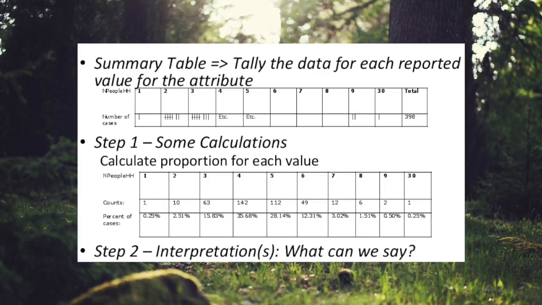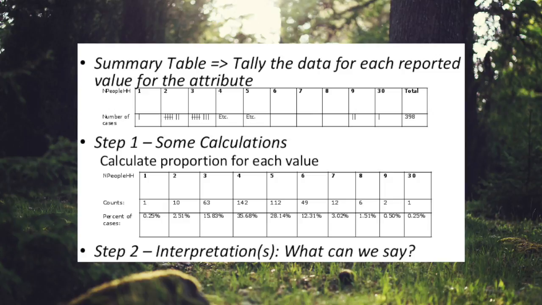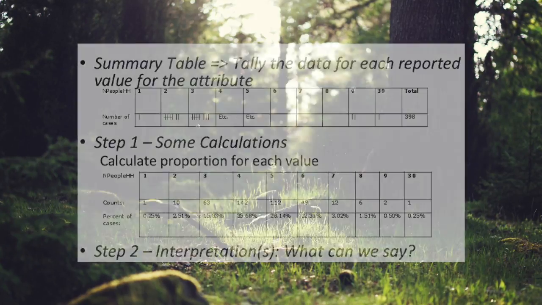Answering statistical questions. Summary table: tally the data for each reported value for the attribute. Step 2, some calculations: calculate the proportion for each value. Step 3, interpretation. What can we say?